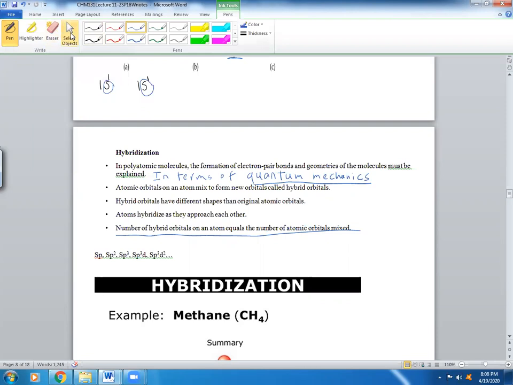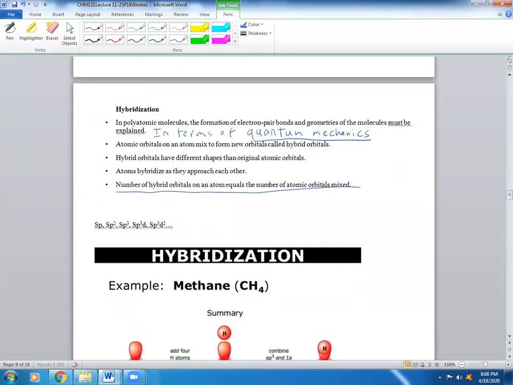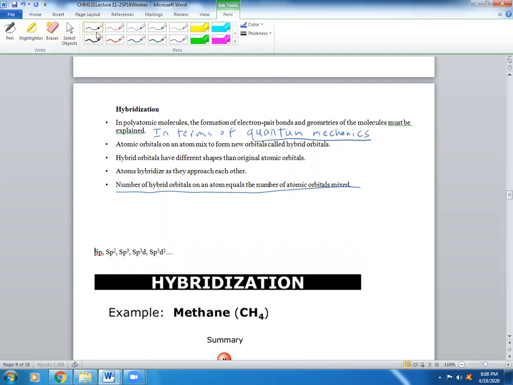So let me give you an example. Before we show you this, sp2, sp3, all of that stuff. So say we have an s, and we mix this with the p orbitals. You're aware that there are 3 p orbitals.